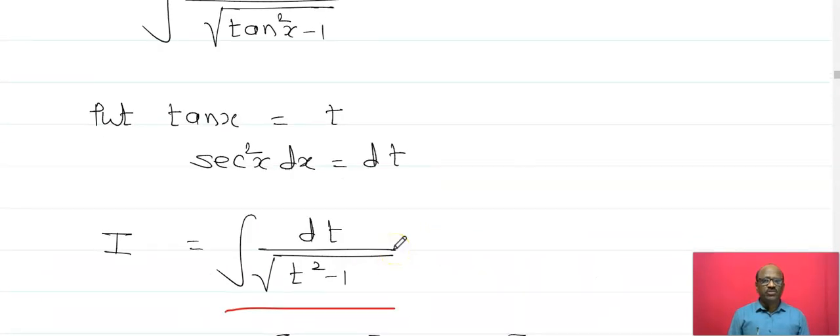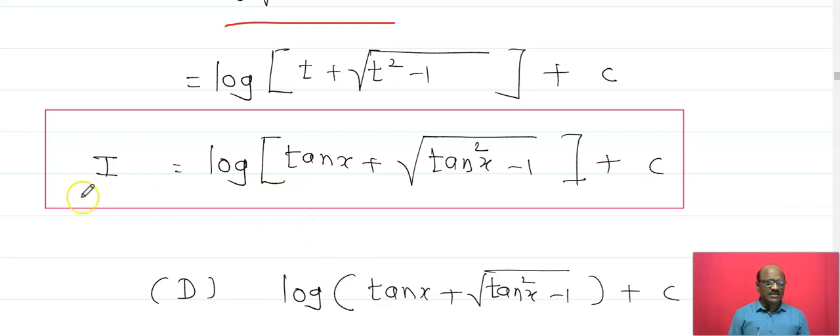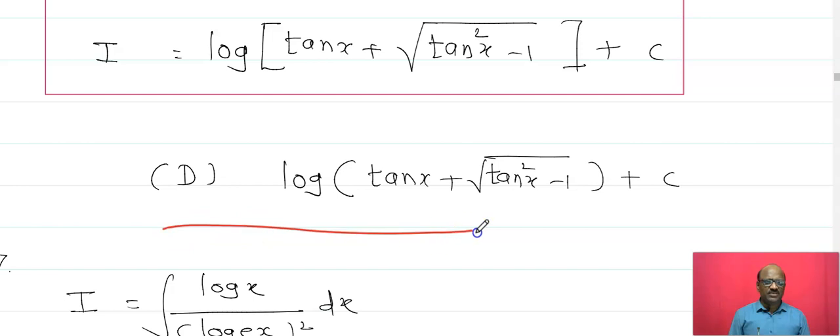Resubstitute the value of t. What's t? t is tan x. That is, I equals log of, in brackets, tan x plus under root of tan square x minus 1, plus c. And hence option D is the correct one.